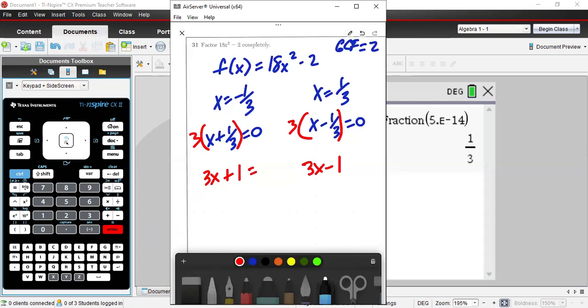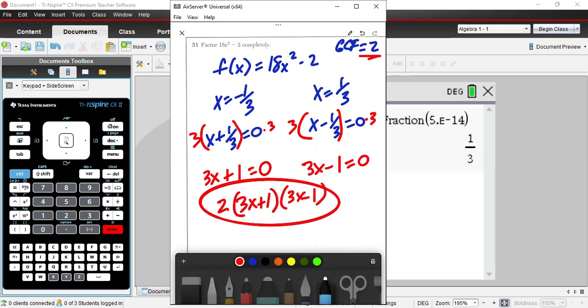By the way, I also multiplied 0 by 3, but 0 times anything is just going to be 0. But I should make that clear. And so here are my two factors. And don't forget your GCF that goes out front. There is the complete factorization.